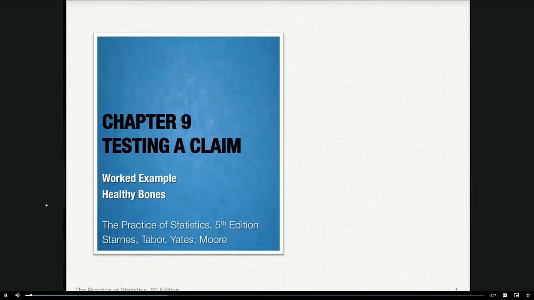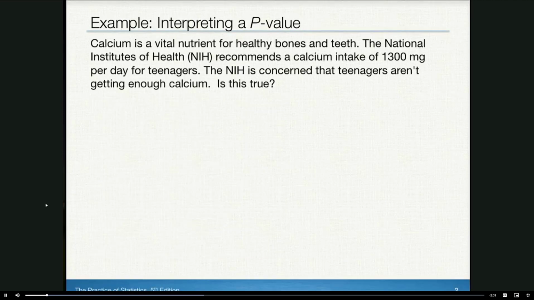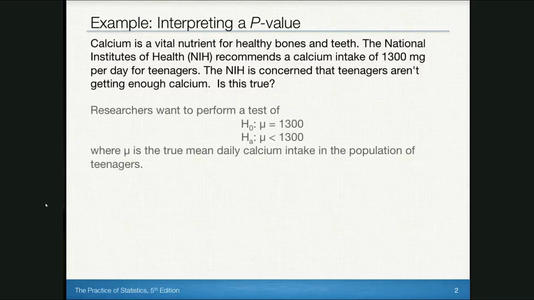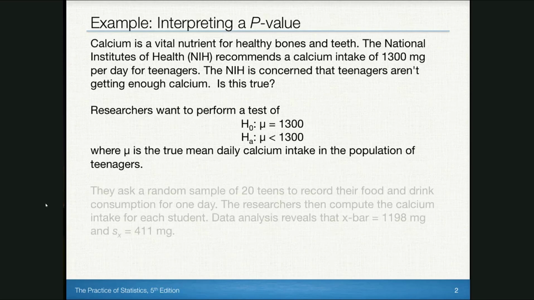Hi, this is Jason Molesky. In this example, we'll take a look at interpreting a p-value. Calcium is a vital nutrient for healthy bones and teeth. The National Institutes of Health, NIH, recommends a calcium intake of 1,300 milligrams per day for teenagers. The NIH is concerned that teenagers aren't getting enough calcium. Is this true? Well, researchers want to perform a test of the null hypothesis mu equals 1,300 and the alternative hypothesis mu is less than 1,300, where mu is the true mean daily calcium intake in the population of teenagers.